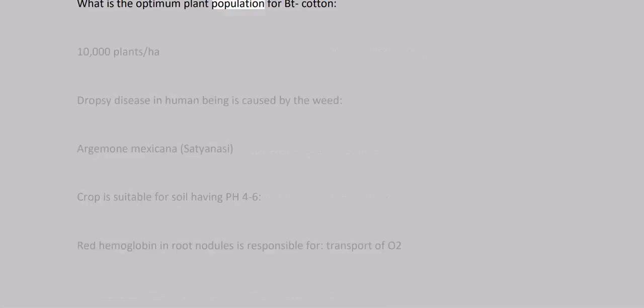In which crop was the first AICRP started? Maize, 1957. What is the optimum plant population for Bt cotton? 10,000 plants. Dropsy disease in human beings is caused by the weed Argemone mexicana, family Papaveraceae. The crop suitable for soil having pH 4 to 6 is asked. Red leghemoglobin in root nodules is responsible for transport of O2.